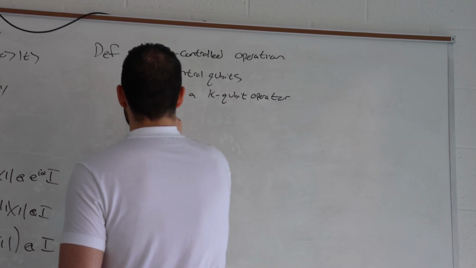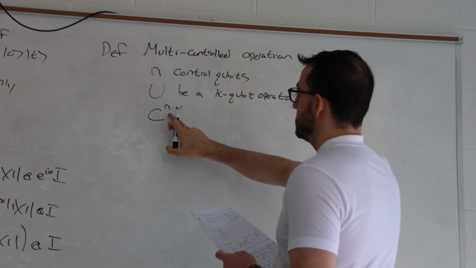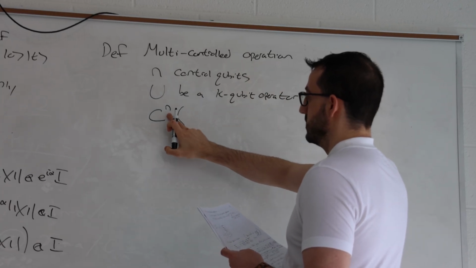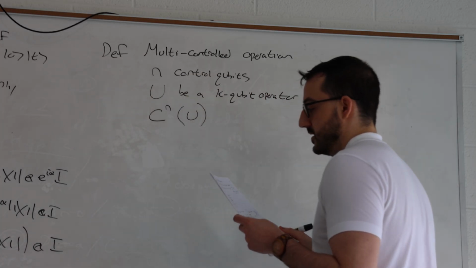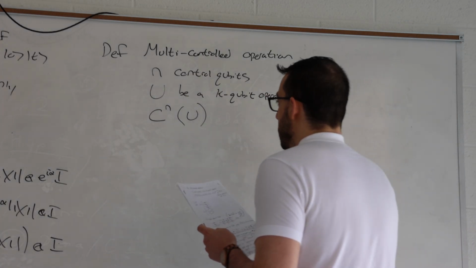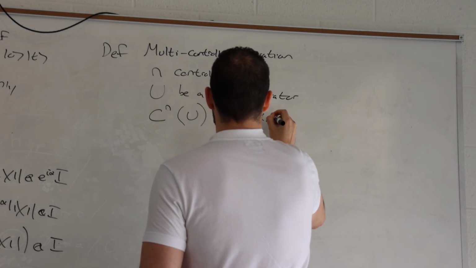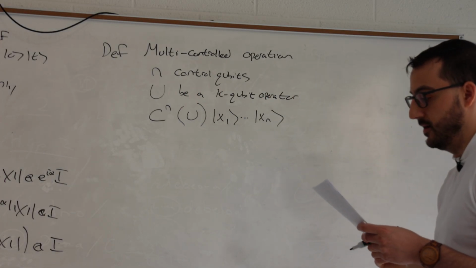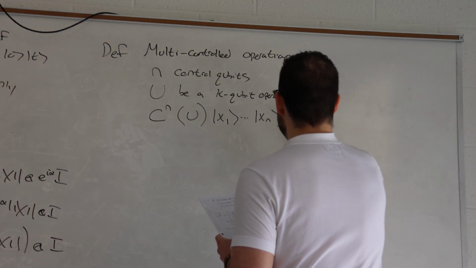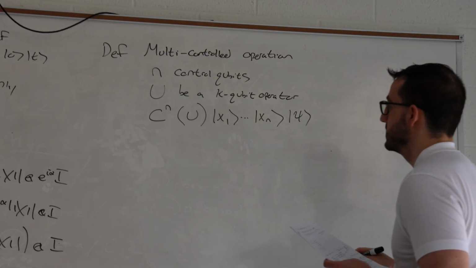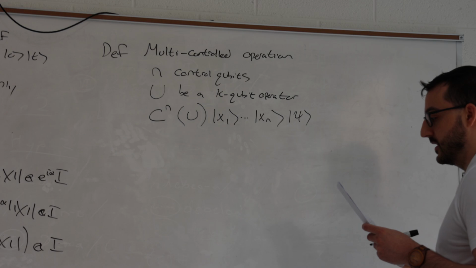So the notation that we'll use is c to the n, so a multi-controlled operation with n control bits. So still c for control, n for the number of control bits, and then we'll put the U in parentheses, whatever it is. We will have the registers x1 through xn as our basis states for the control register. And then let's just write generally the state of the target register, which will be on k qubits, can be in any state, and let's call that psi.